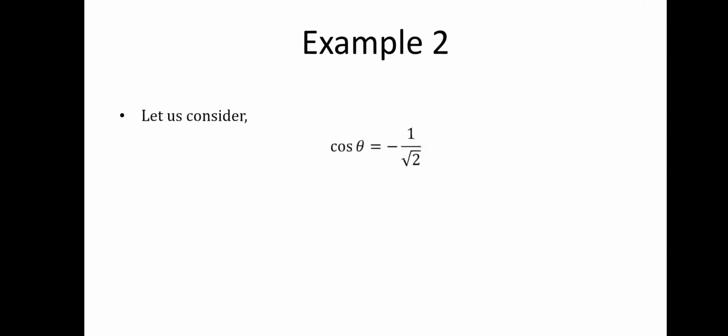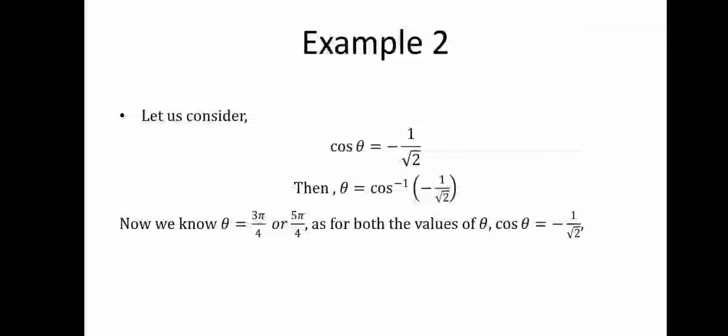Now let us consider this. Cos theta is equal to minus 1 by root 2. Now if you have your class 11 trigonometry done right, then you can see that for theta equal to 3 pi by 4 and theta equal to 5 pi by 4, for these two values, cos theta is minus 1 by root 2.